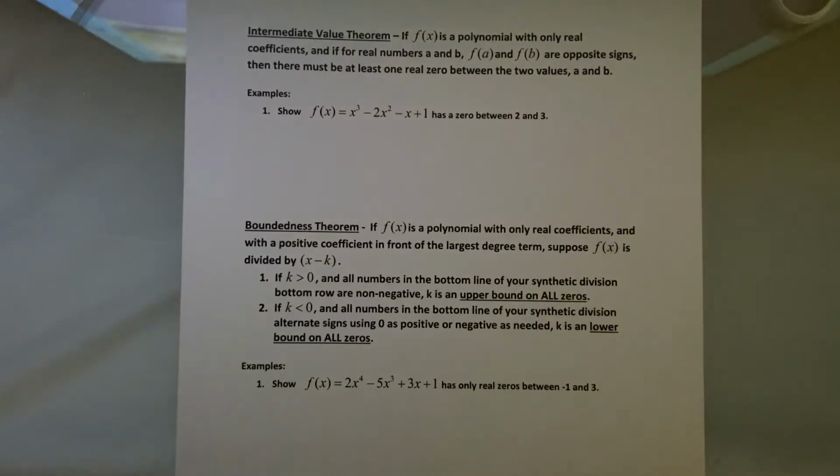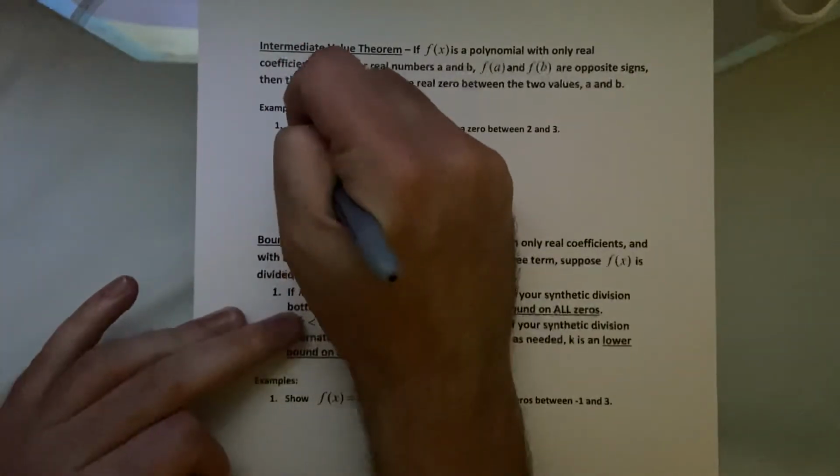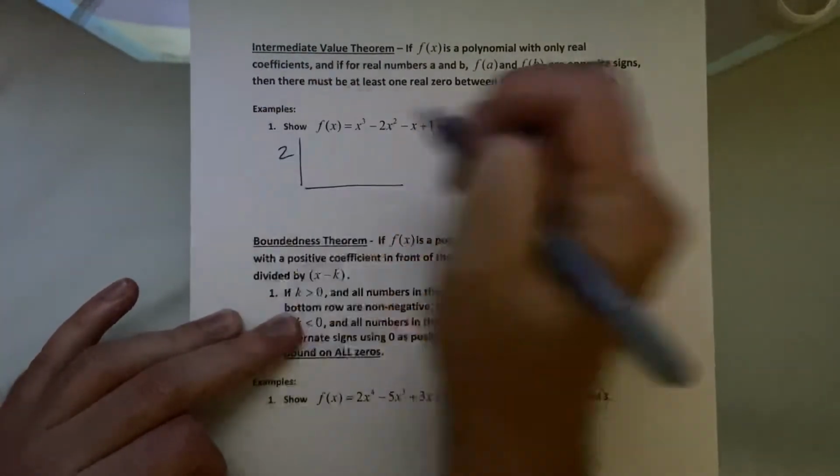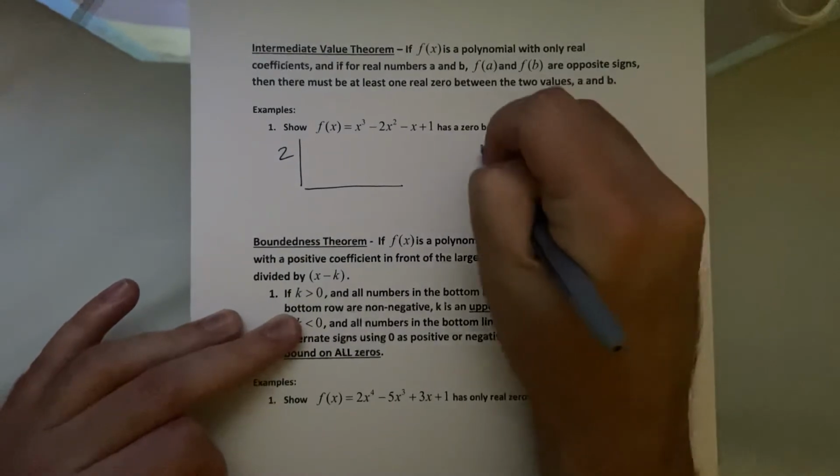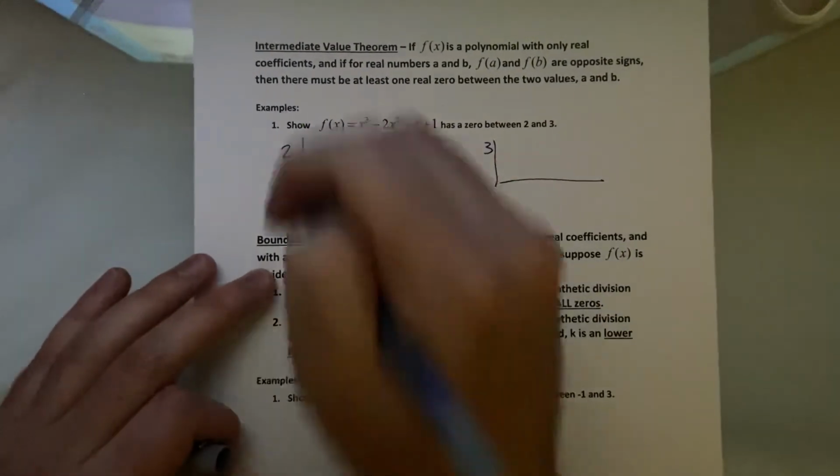The intermediate value theorem: if f is a polynomial with only real coefficients, and for real numbers a and b, f of a and f of b are opposite signs, then there must be a 0 between them. This is something we talked about in 3.3. If they ask you to show something has a 0 between 2 and 3, you're going to do synthetic division using both of those numbers and show that the remainders are the opposite sign.